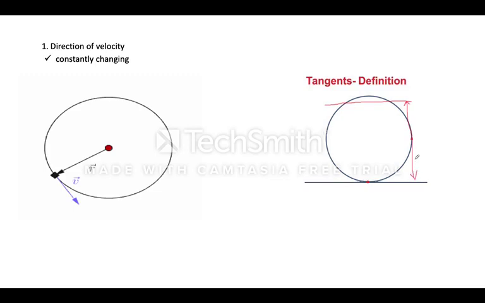So which direction do we have to consider while taking the direction of velocity? For this we have to take that tangent which is in the direction of motion. Suppose the object is moving in a clockwise direction. At this point, we are going to take a tangent which is acting downward. If the object is moving anti-clockwise, at that point the direction of the velocity will be on the tangent which is acting in an upward direction. So the direction of velocity is always along the tangent.